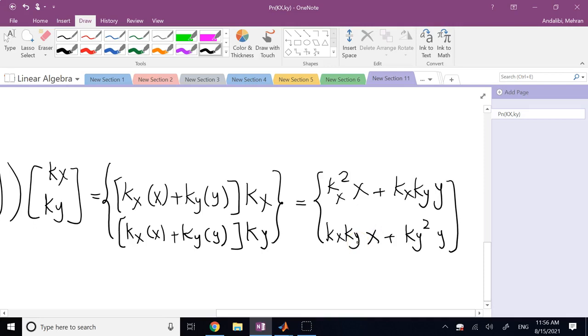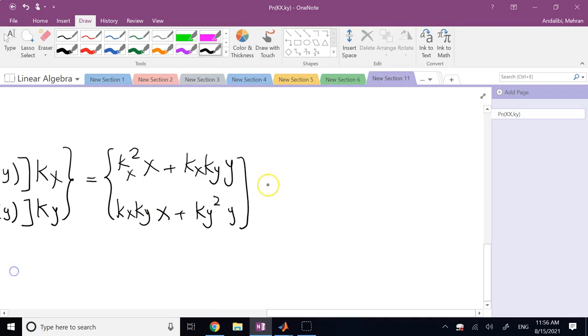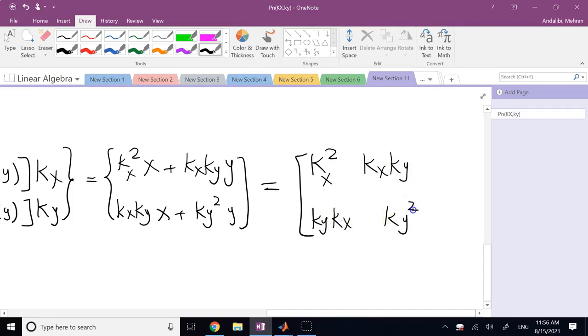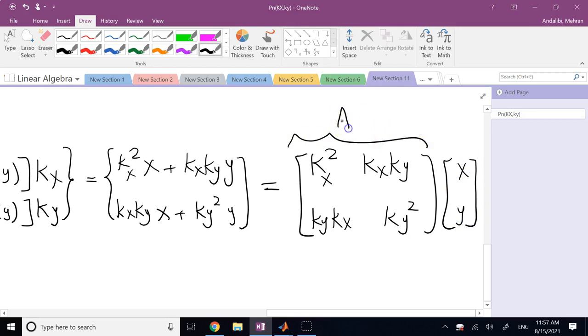Right? So what matrix do I need? My matrix has to be kx squared, kx ky, ky kx, and ky squared. Multiply that by x and y, that's what you need. So this is your matrix A, general reflection, right? That's all you need. Now, can I write it in terms of k itself?